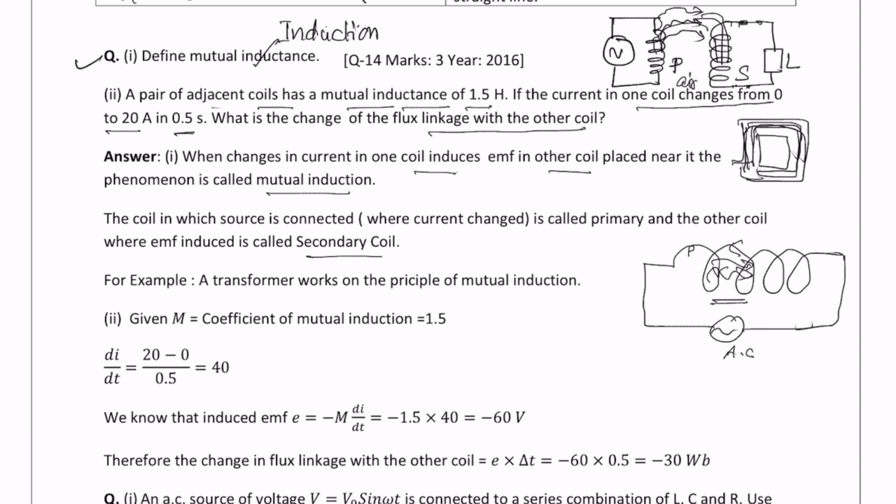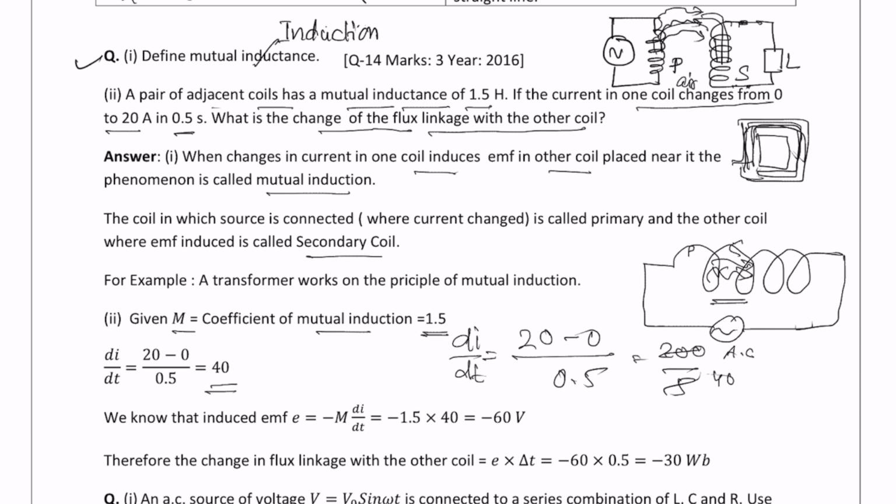For the second part of the question, we have to calculate the flux leakage. Let M be the coefficient of mutual induction, which is given as 1.5 Henry, and the change in current is 0 to 20 ampere. So 20 minus 0, divided by time. In how many seconds has this happened? 0.5 second. So the rate of change of current, di by dt, is equal to 20 by 0.5, which is 40. So 40 is di by dt.